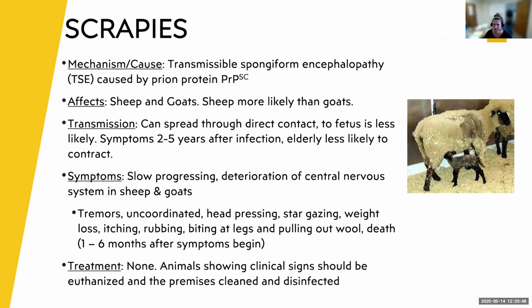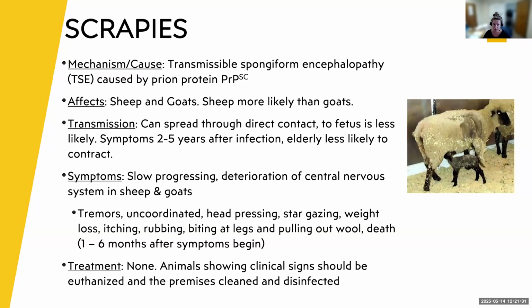So probably the most commonly known and discussed one in the sheep and goat world will be scrapie. It's caused by transmissible spongiform encephalopathy, caused by the prion protein, PrPSc. It does affect sheep and goats. Sheep are more likely to contract it than goats, but they both can get it. Transmission has to be spread through direct contact. Through the fetus is much less likely. This is a neurological disease, so it has to be spread through contact with neurological fluids, brain matter, things like that.